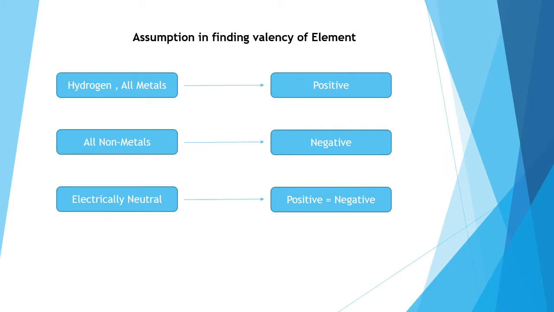Assumption in finding valency of elements. The valency of hydrogen and all metals is considered positive. The valency of all non-metals except hydrogen is considered negative. As the molecule of compound is electrically neutral, it is assumed that the total positive valency in its molecule is equal to total negative valency.